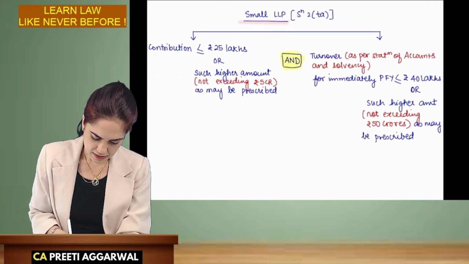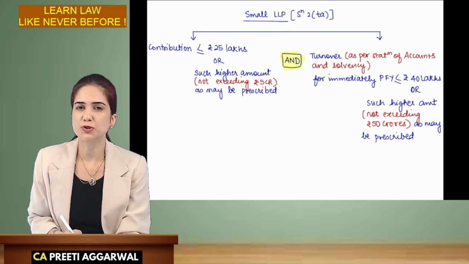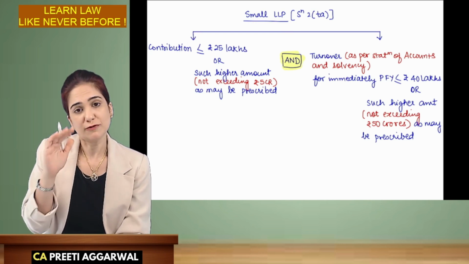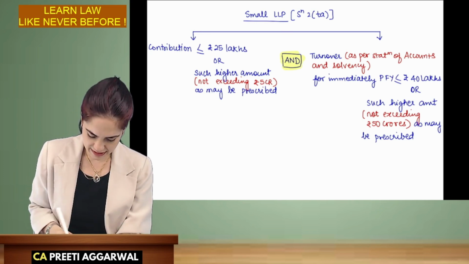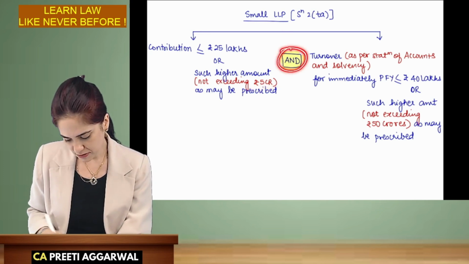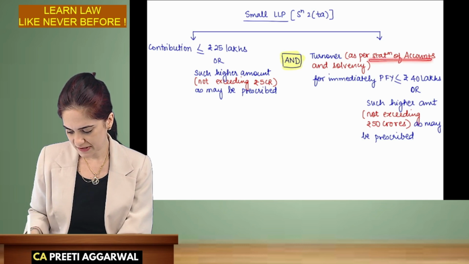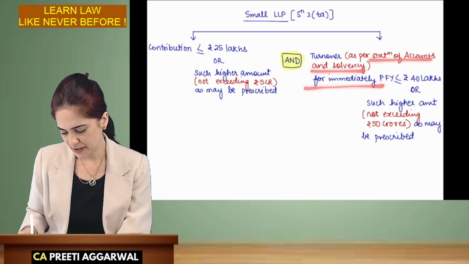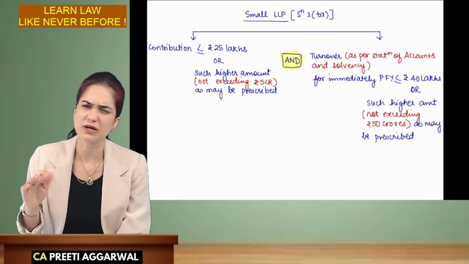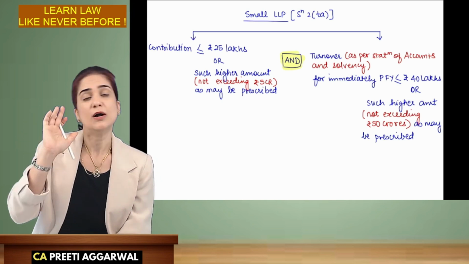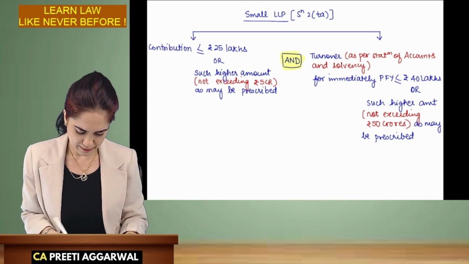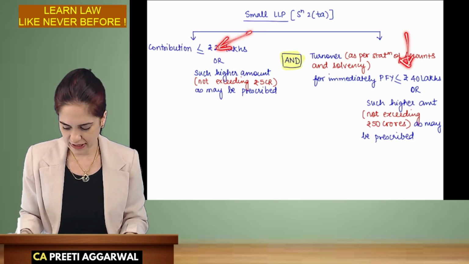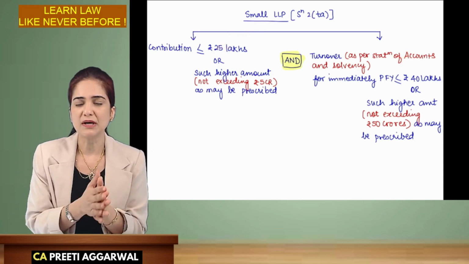A small LLP is an LLP in which the capital contribution is less than or equal to 25 lakhs or a higher number, which may be prescribed later. But whatever is prescribed should not exceed 5 crores. And the turnover, it's a dual requirement, as per the statement of accounts and solvency for the immediately preceding financial year is less than or equal to 40 lakhs or the higher amount which may be prescribed later. Whatever you prescribe, don't go beyond 50 crores. So as of now, the limit is 25 lakhs and 40 lakhs, very similar to a small company.